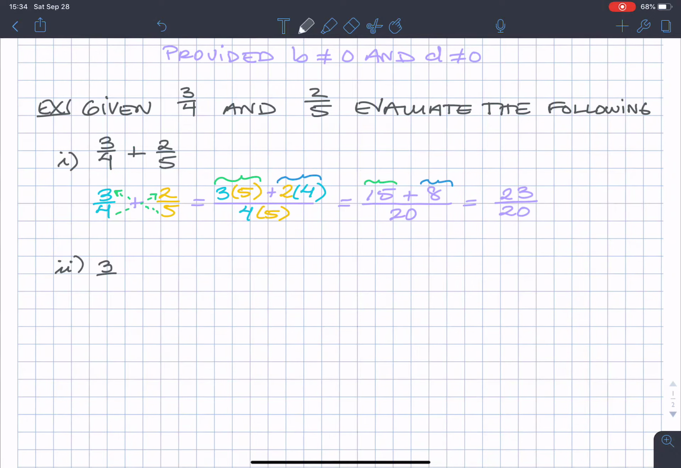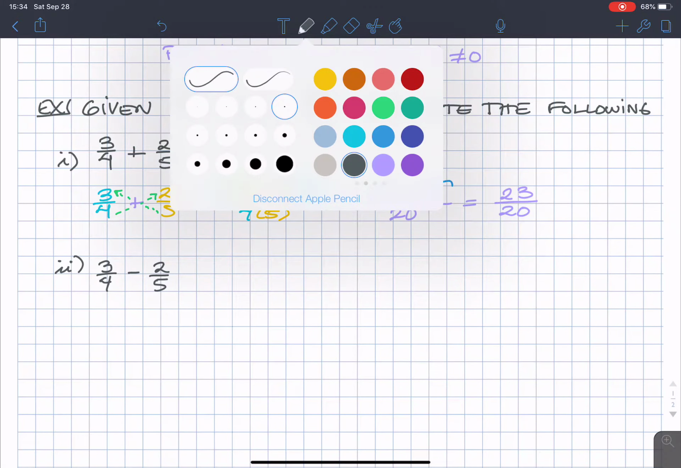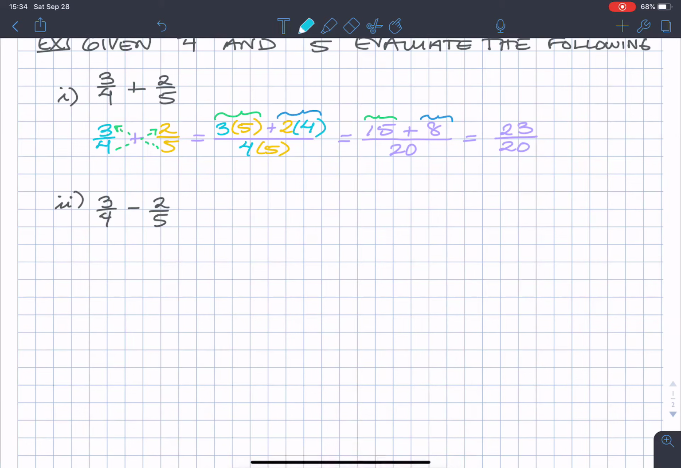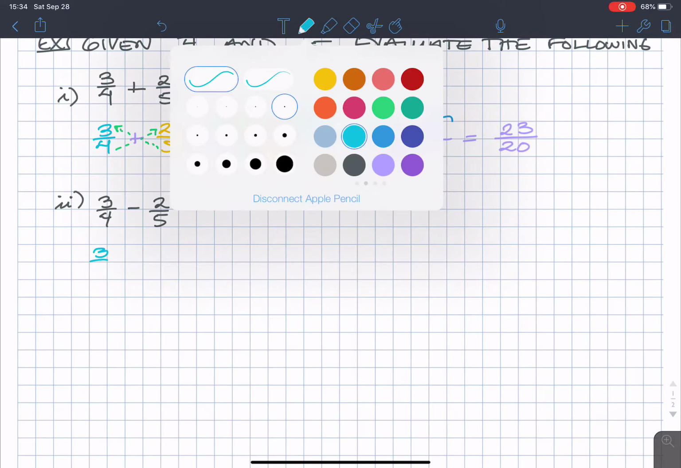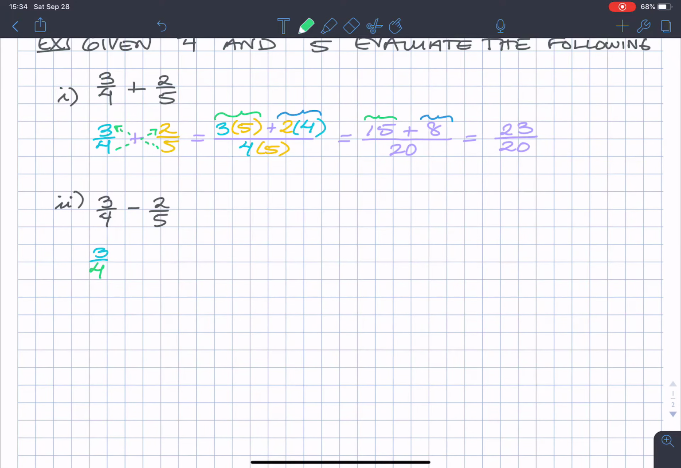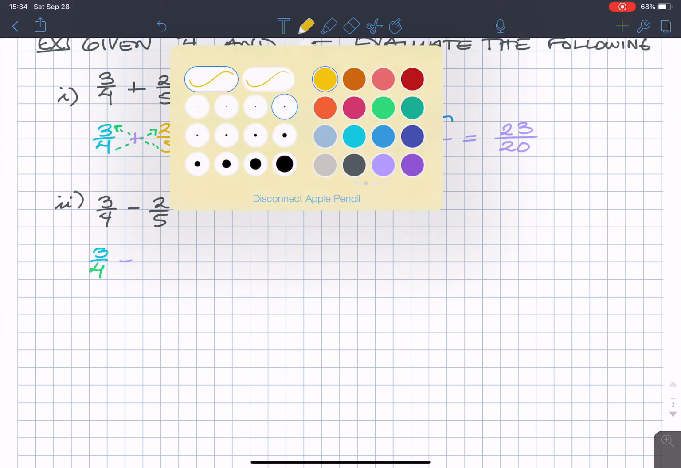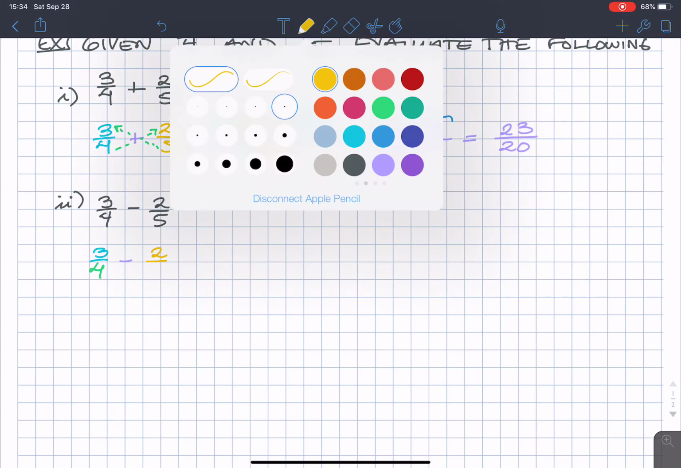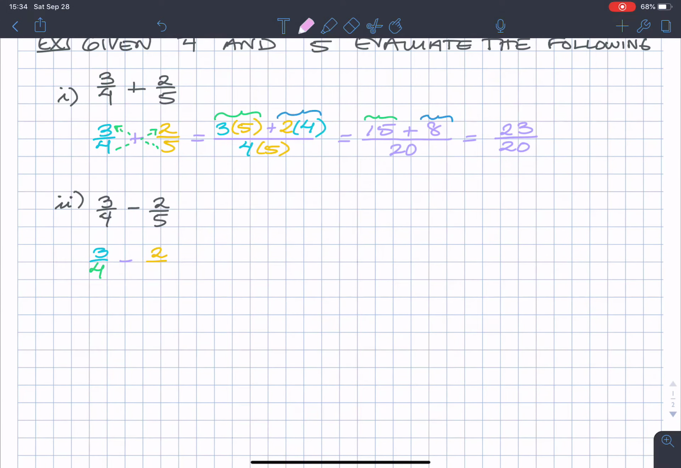That is, I want to subtract 2/5 from 3/4. So once again, I'm going to color code, but let me color code a bit more precisely this time. Let's say I have 3 over 4 in green. And I want to subtract from that now 2 over 5, in yellow and light pink.